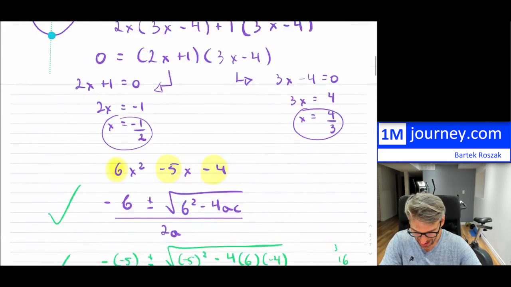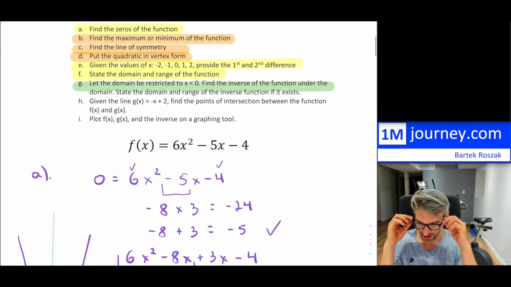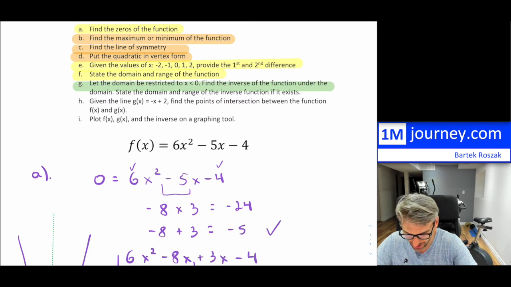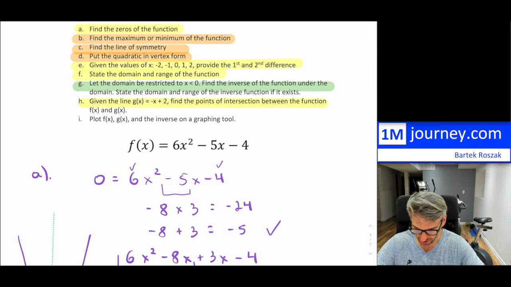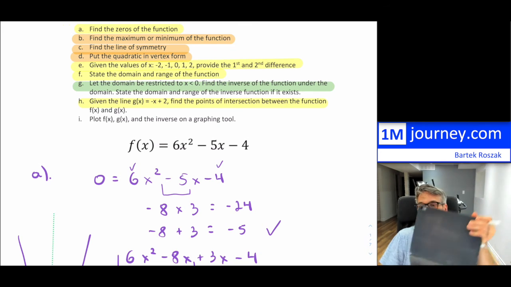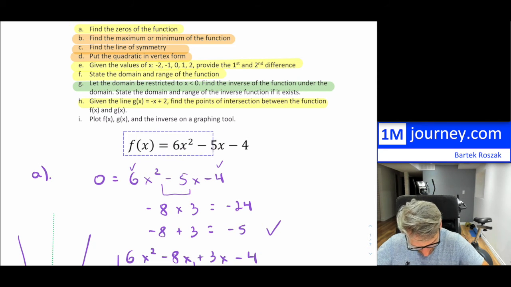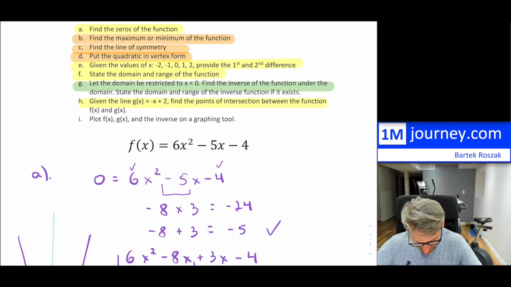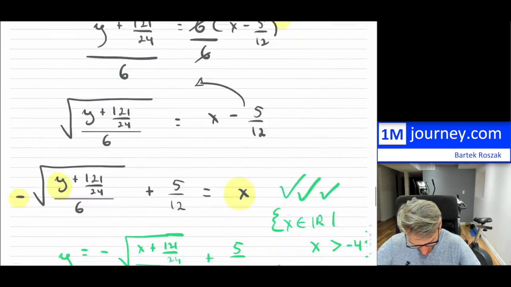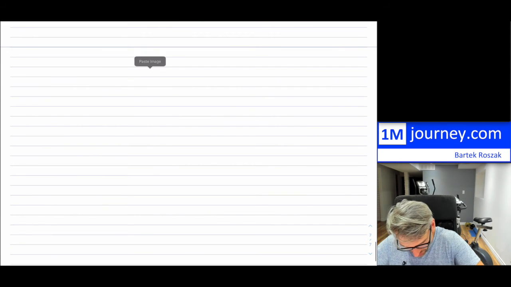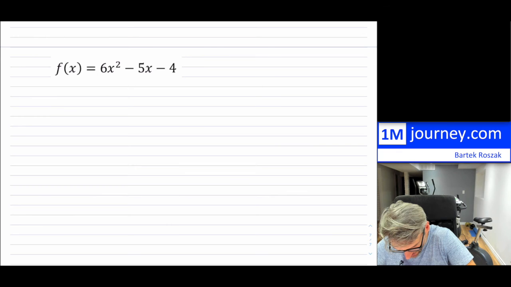Now let's see what else they asked us here. H, so given the line, find the points of intersection between the function f of x and g of x. Hopefully this isn't as bad. Oh my gosh, got a little bit worried here. So it's trying to find the intersection between this and -x plus 2. So let's do that. Let's paste, and I guess this was g of x, -x plus 2.